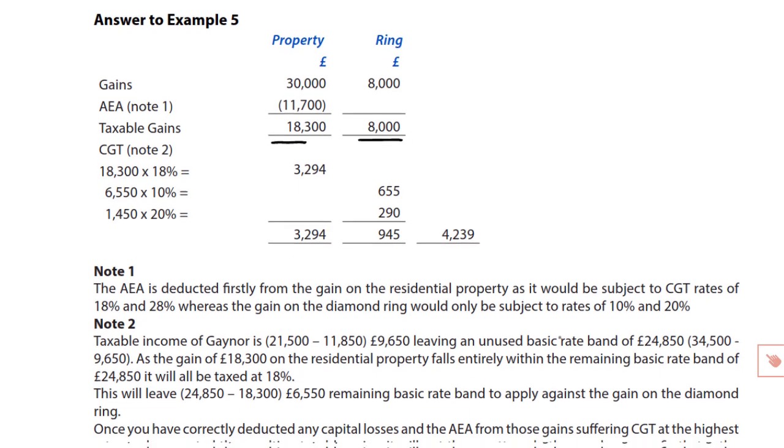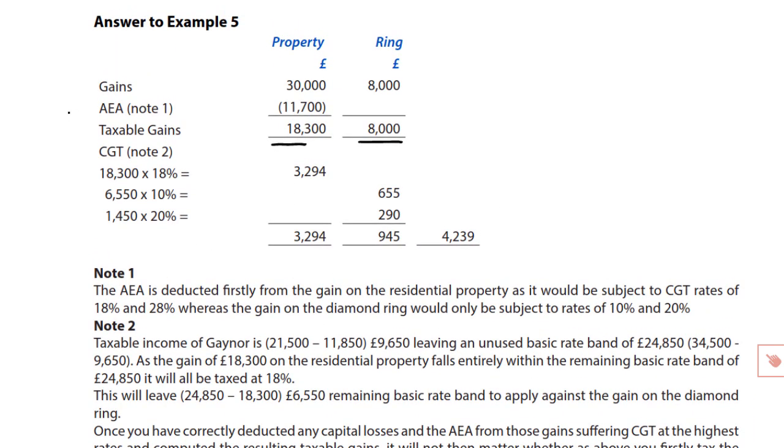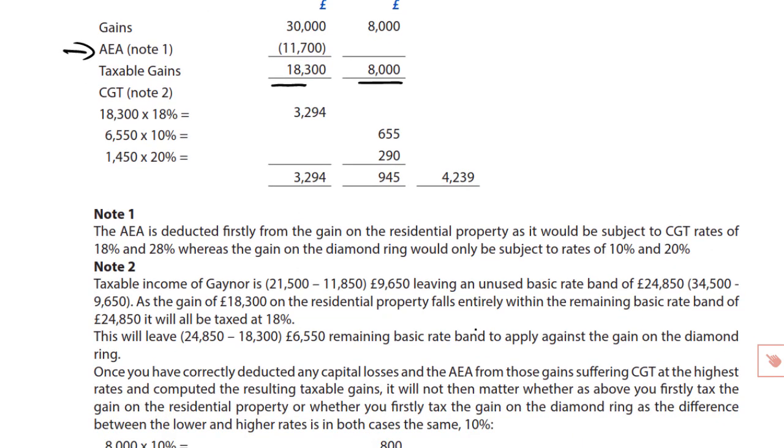To be able to know what amounts would be applicable within which rate band, we needed, of course, to be able to determine the level of taxable income of the income tax computation and the remaining basic rate band limit. The only other point, of course, in here, as we explained, is that the AEA was deducted from the residential property gain, because that's the one that's otherwise taxable at the higher CGT rate. Now, I then said for you to compute the tax, taxing firstly the gain on the property, and then moving through to deal with the gain on the ring.